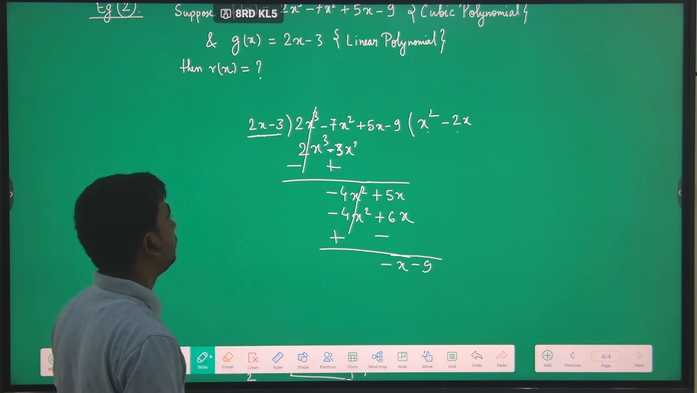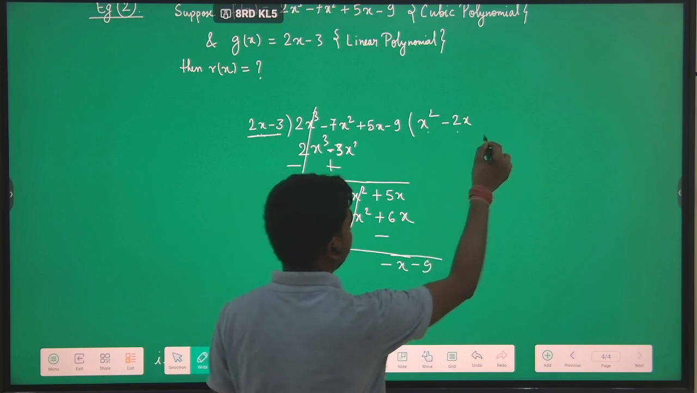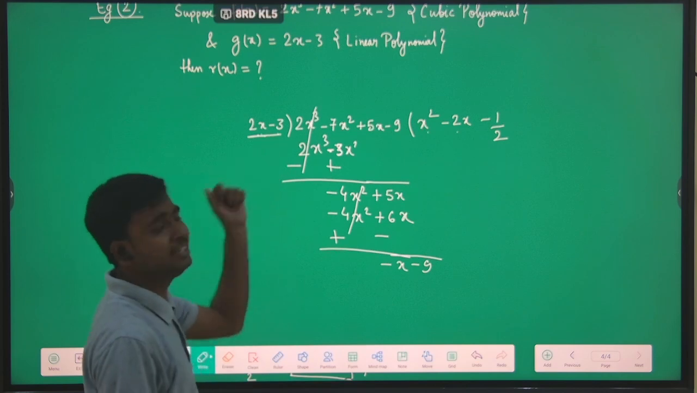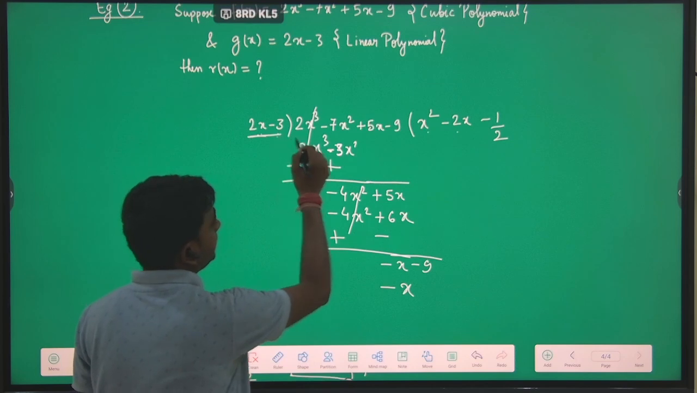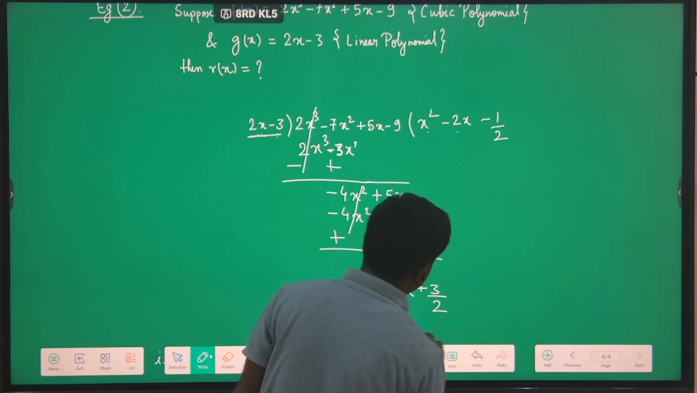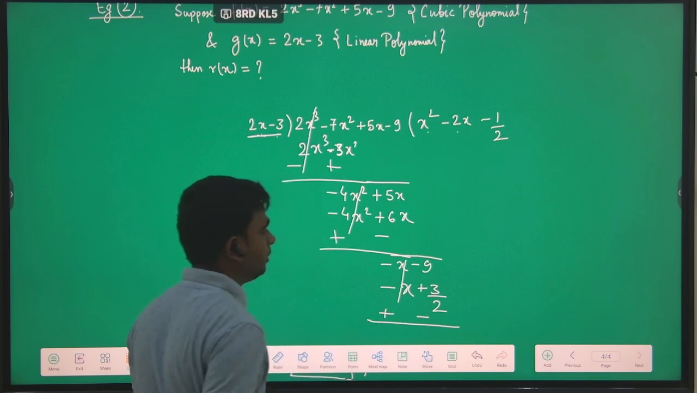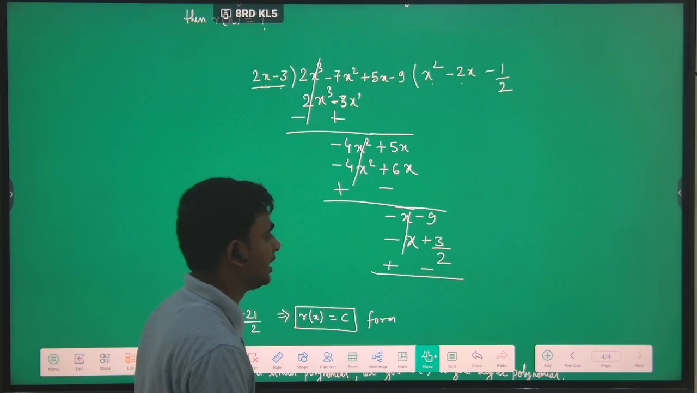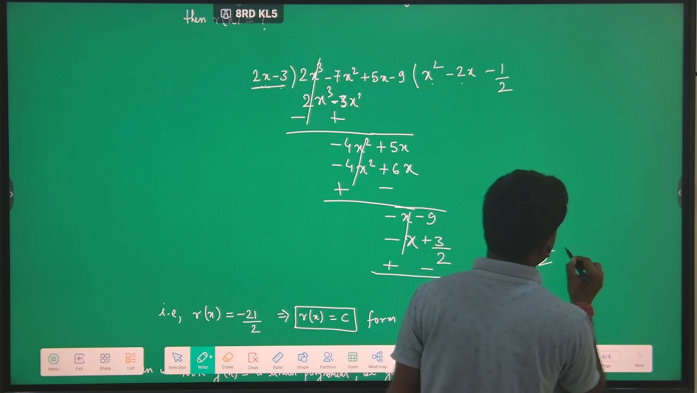to make this 2x as −x, we have to multiply it with −1/2. −1/2 when multiplied with 2x will give −x. And this −3 when multiplied with −1/2 will give 3/2. On subtracting, what will we get? This x and x will be cancelled. And −3/2 − 9, what we are getting is −3/2 − 9.